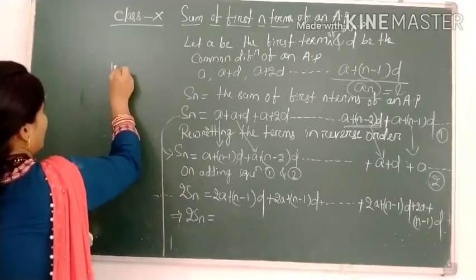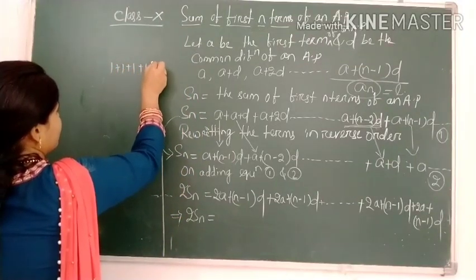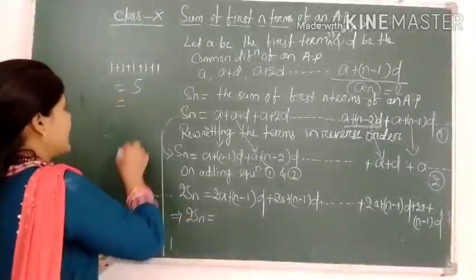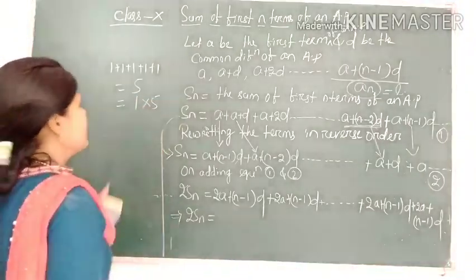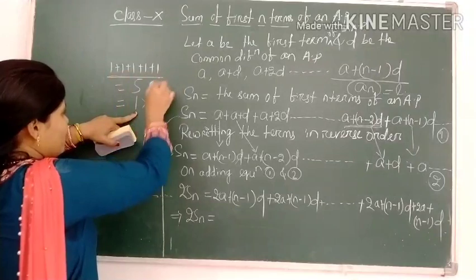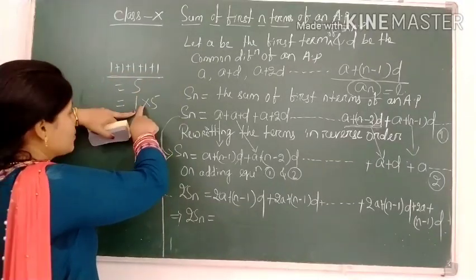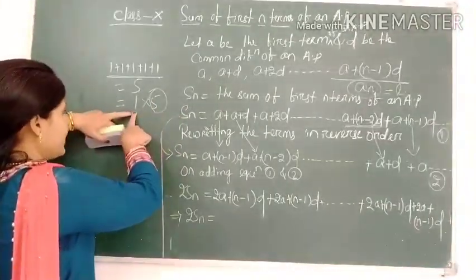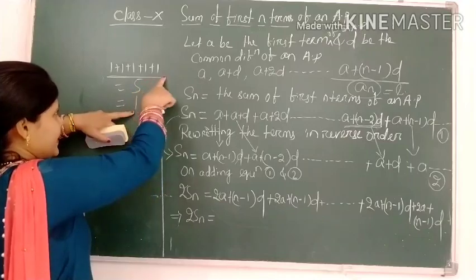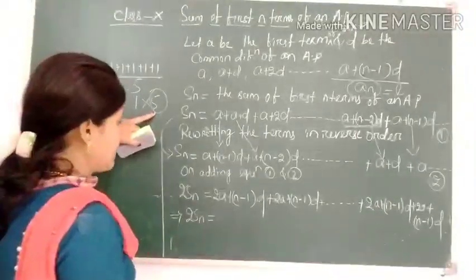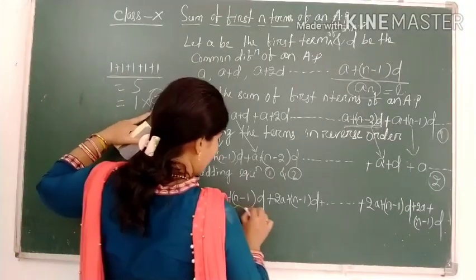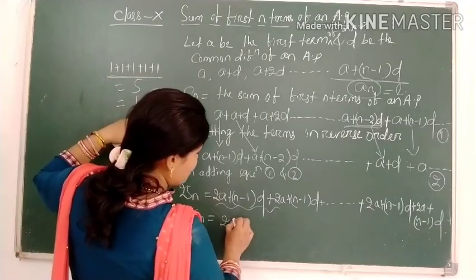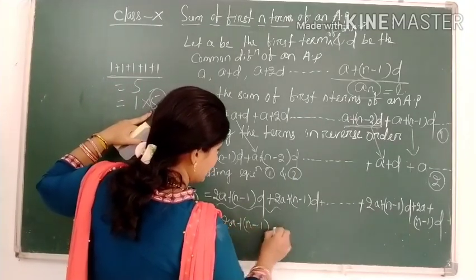Suppose 1 plus 1 plus 1 plus 1 plus 1. It will become 5. In other words, I can write 1 into 5, where the number which is repeating, 1, is repeating. So 1 into how many times is it repeating? 5. So you have to write the number which is repeating and how many times. So look at here. Which number is repeating? 2A plus n minus 1 into D is repeating.